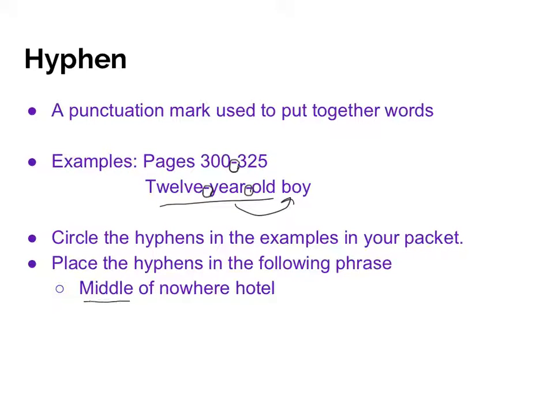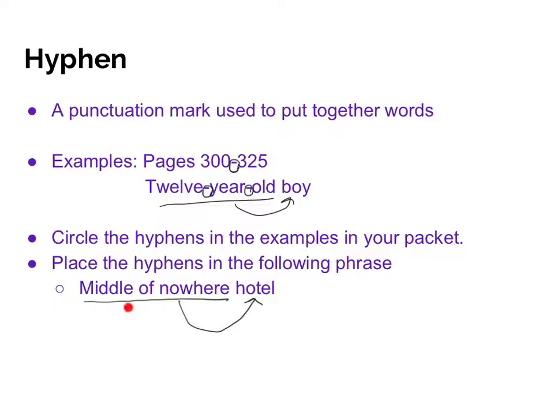This phrase here, middle of nowhere, is one phrase that is used to describe hotel. It's one adjective, but we are using 3 different words, putting them together to describe this hotel. If I just said middle hotel, or nowhere hotel, or of hotel, that wouldn't make sense. I need all 3 of these words together to describe that the hotel is really far away from everything else. It's in the middle of nowhere.